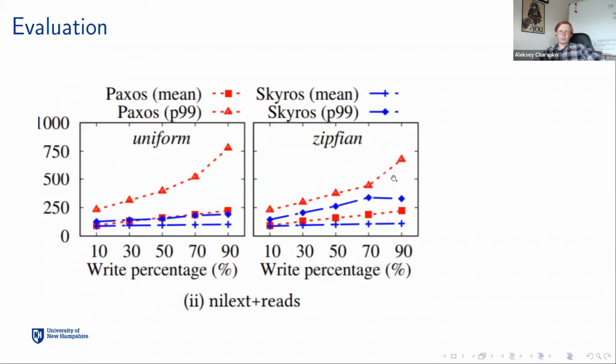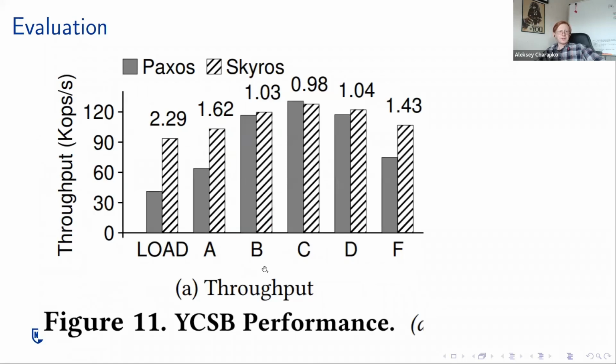A similar picture happens with the Zipfian distribution of keys. And finally, I want to share the YCSB throughput figure comparing Paxos and Skirus for different workloads. Pretty much everywhere except maybe workload C, we see that Skirus does outperform Paxos. In workload B, I believe there is a very small number of writes, so it's a mostly read-heavy workload. And that's all I have for the slides.